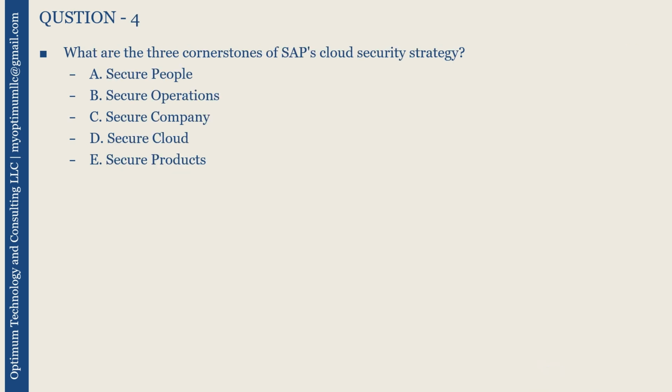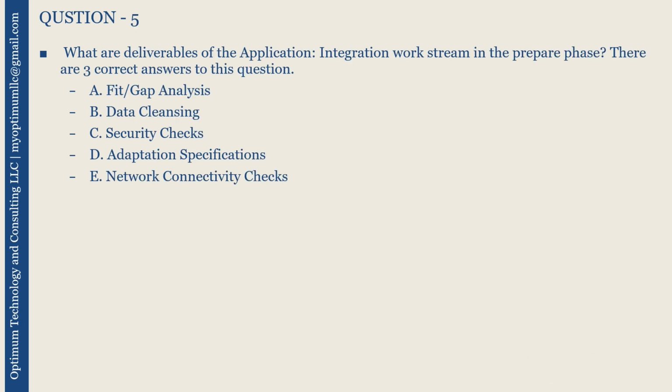Question 4. What are the three cornerstones of SAP's cloud security strategy? A. Secure people. B. Secure operations. C. Secure company. D. Secure cloud. E. Secure products.